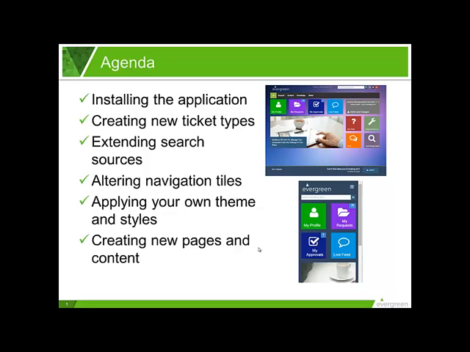Today we're going to look at how you can perform some of the common configuration adjustments to our Metro Style CMS application. We're going to start with installing the app, using the settings page to verify the installation and make other adjustments. We'll also cover the creation of new ticket types that are displayed on the status screen. We'll adjust some of the common properties. We'll also extend the search to include other data sources within ServiceNow. Also cover creating your own theme, making page changes, as well as altering the navigation tiles on the home page.